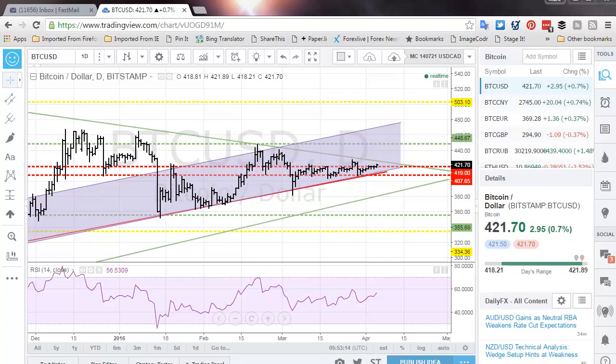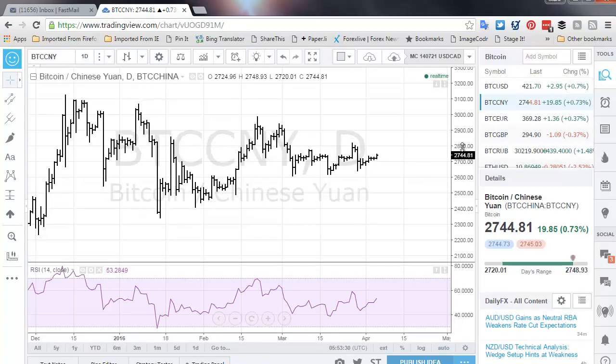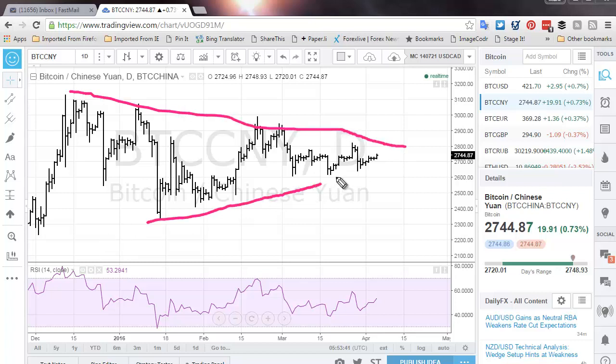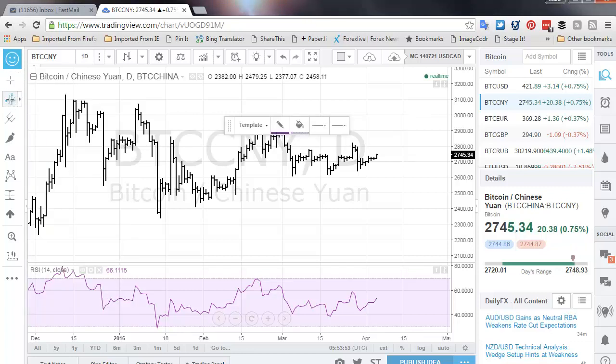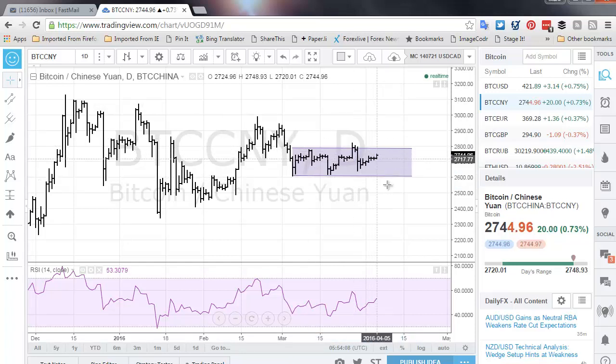Now, of course, we can look at alternate Bitcoin instruments and see if they're behaving any differently. So the next one I'm going to look at is Bitcoin against the Chinese yuan. On this chart we're seeing the same triangle. Here's the triangle, and here's the triangle. What is interesting about this chart, though, is that this is looking a little more like a channel. Now I've got 1, 2, nearly 3 touches there. And then the question is, can you trade this as it runs from one side of the channel to the other side of the channel?